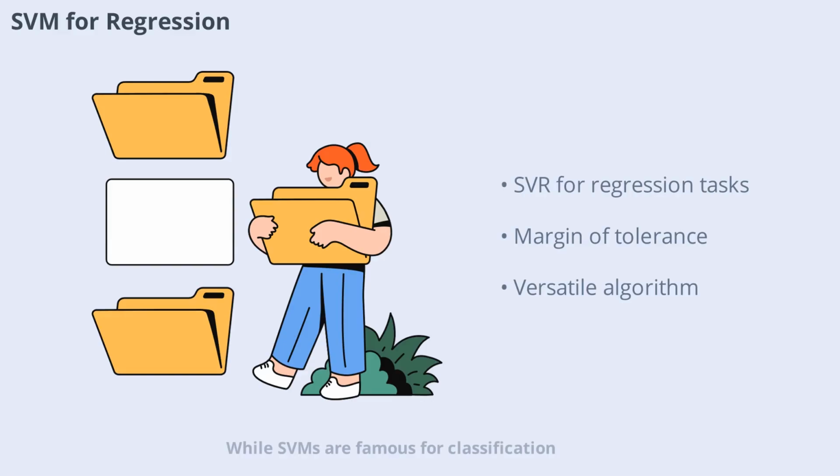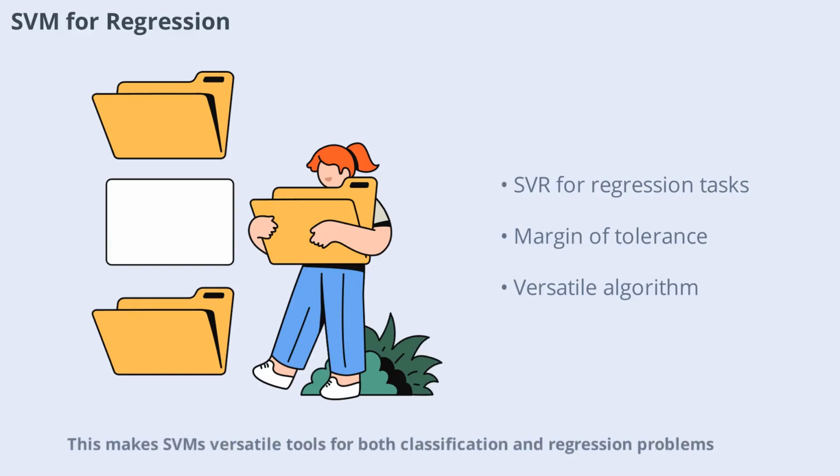While SVMs are famous for classification, they can also be used for regression tasks. This variant is known as support vector regression (SVR). Instead of finding a hyperplane that separates classes, SVR finds a function that best fits the data with a margin of tolerance. This makes SVMs versatile tools for both classification and regression problems.